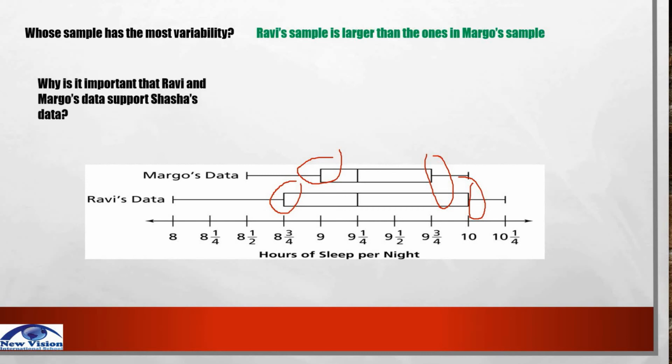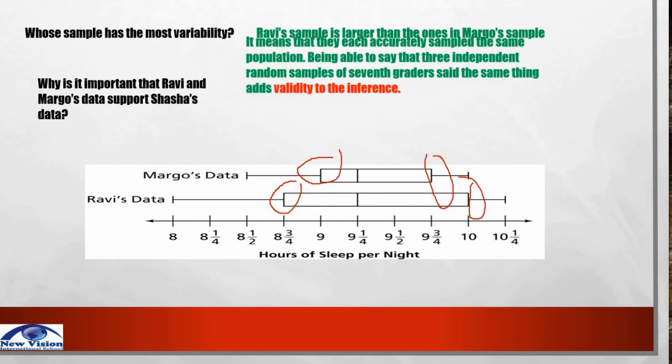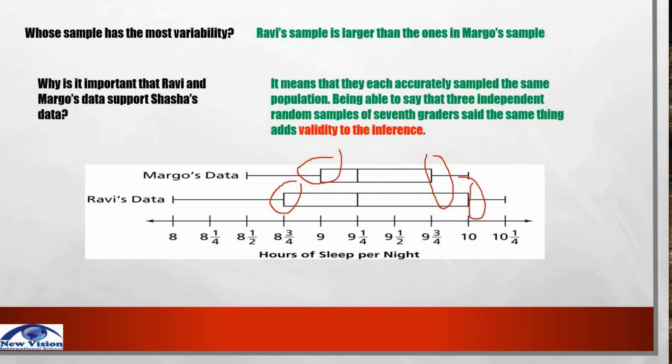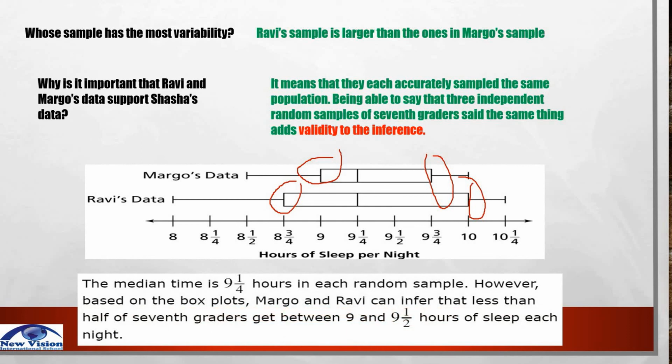So why is it important that Ravi and Margot's data support Sasha's data? Simply, it means that they each accurately sample the same population. So, looking back to our problem, what is the population? It's the 7th graders. Being able to say that the 3 independent random samples of 7th graders said the same thing adds validity to the inference. The median time, this one here, is at 9 and 1/4 hours in each random sample.